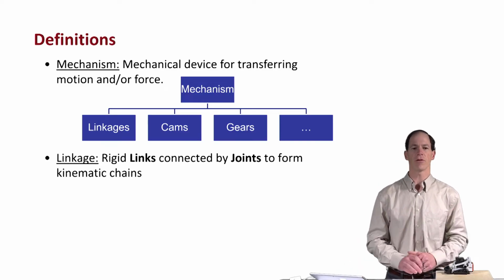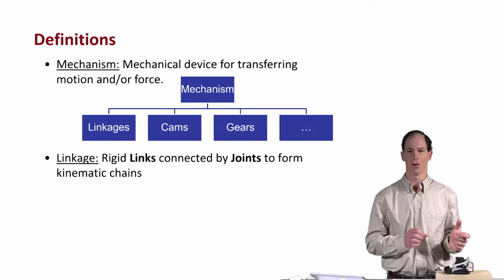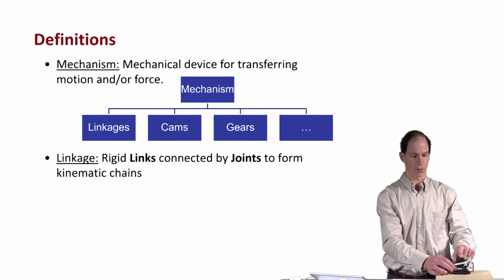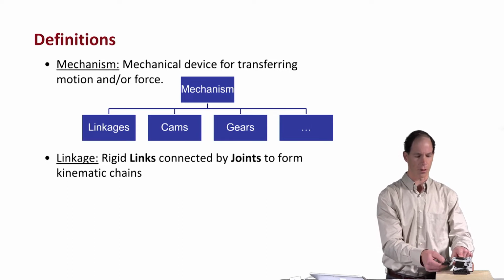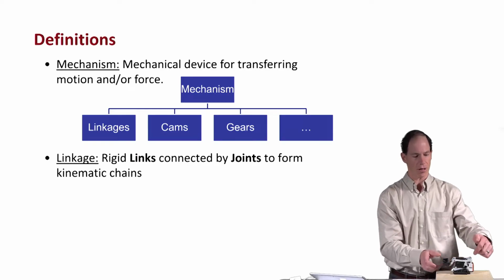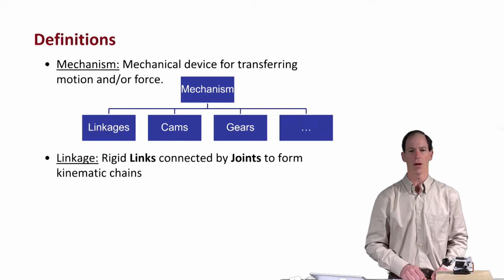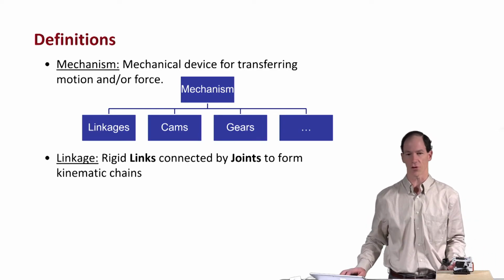So the definition of a linkage is just simply rigid links that are connected by joints to form kinematic chains. So a bunch of words there. So rigid links, if I'm looking at this skid steer loader, which can move this loader up and down and tip the bucket as I break the bucket off, this has a series of rigid links. They are connected by joints, both pin joints and these hydraulic cylinders, which are sliding joints. And that forms a kinematic chain. This happens to be a closed kinematic chain.